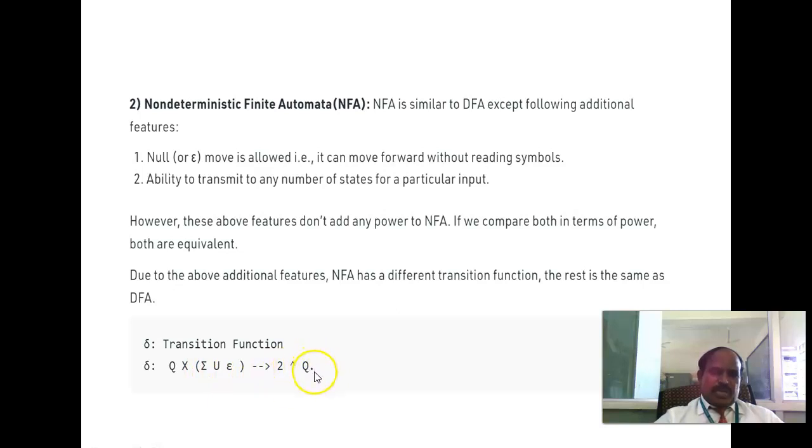For example, when given 0, you can transition to two similar states, more than one state at a time. But a DFA can't do that. One input symbol means only one output state will be moved to. In an NFA, for one input symbol, more than one output state is possible. That is the only difference between DFA and NFA.